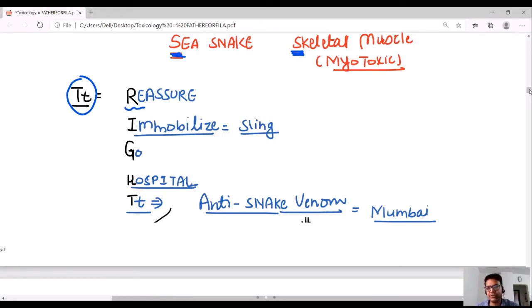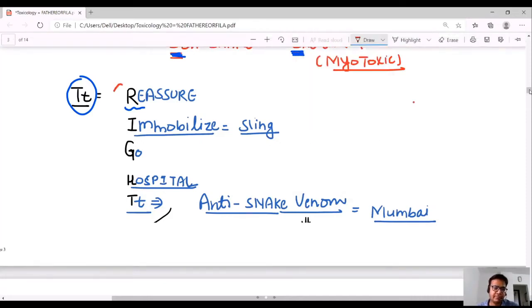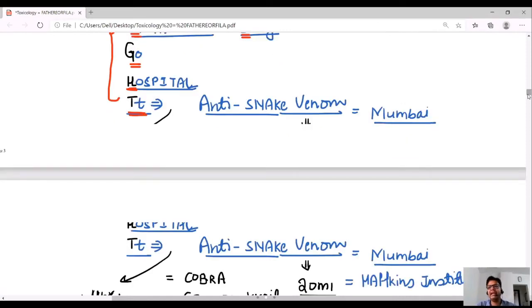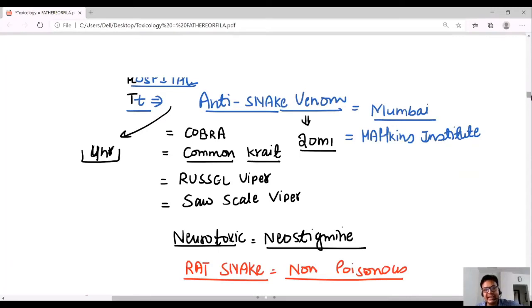Now treatment. Reassure the patient first. Immobilize the patient by sling. Go to hospital and start the treatment. This is the right strategy for snake poisoning. For treatment, we use anti-snake venom.